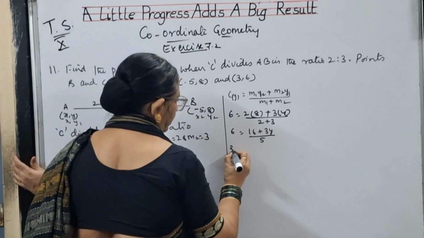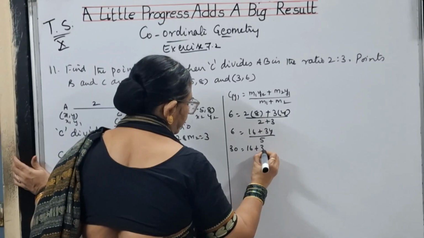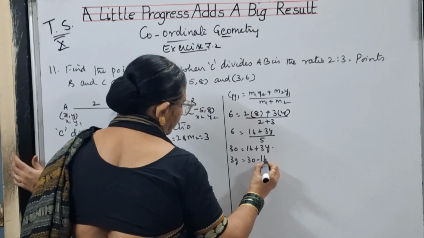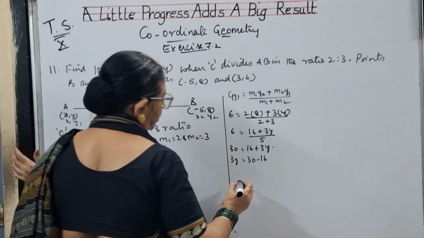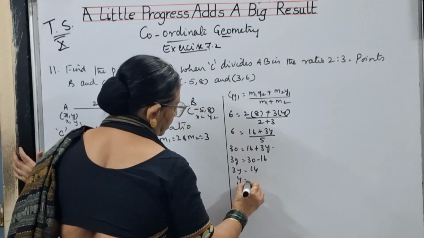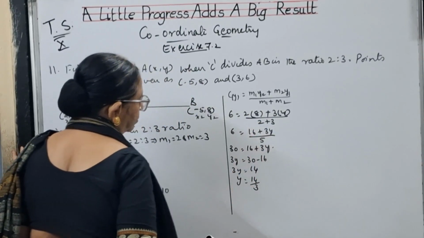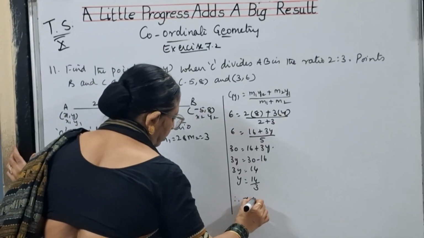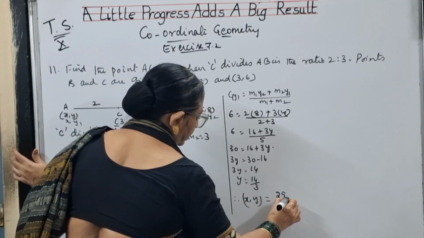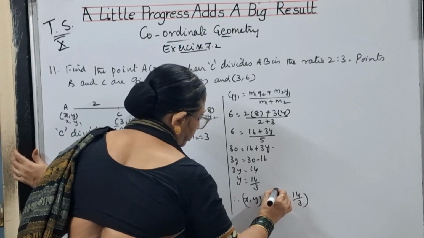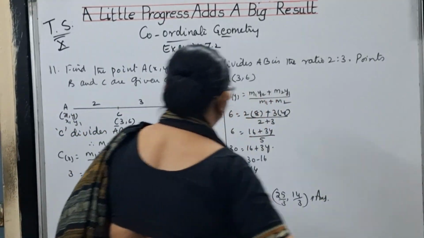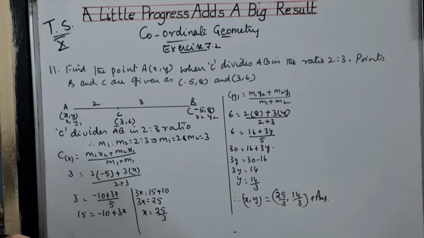So 5 sixes are 30, which is equal to 16 plus 3y. So what is 3y? 30 minus 16. 30 minus 16, 3y is equal to 14. So what is y? 14 by 3. Therefore, x comma y is equal to 25 by 3 comma 14 by 3. This is the answer, children. 11th problem of 7.2.